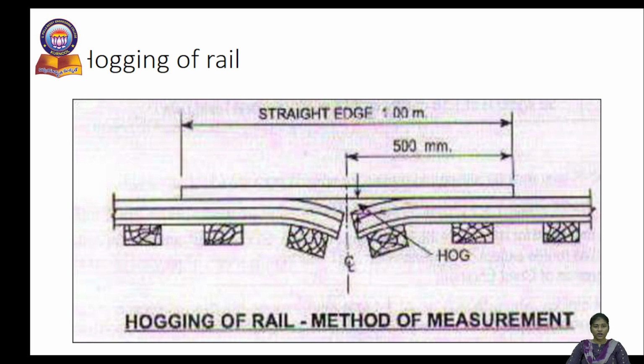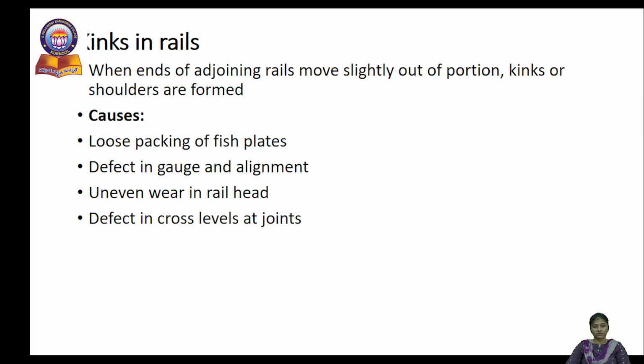So here you can observe what is meant by hogging. It is nothing but a deflection at the ends of the two rail sections.